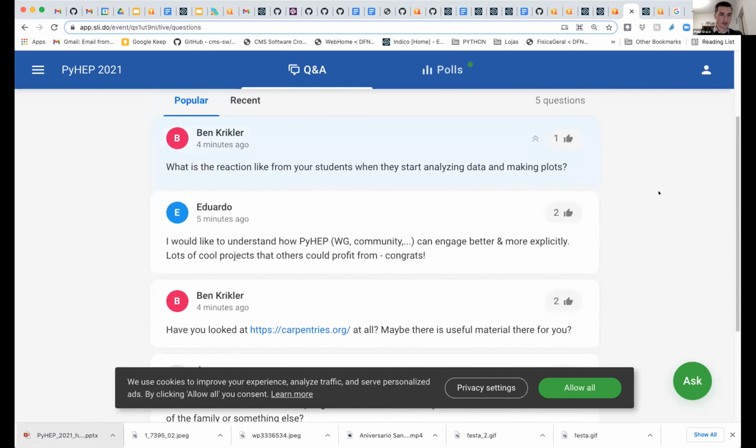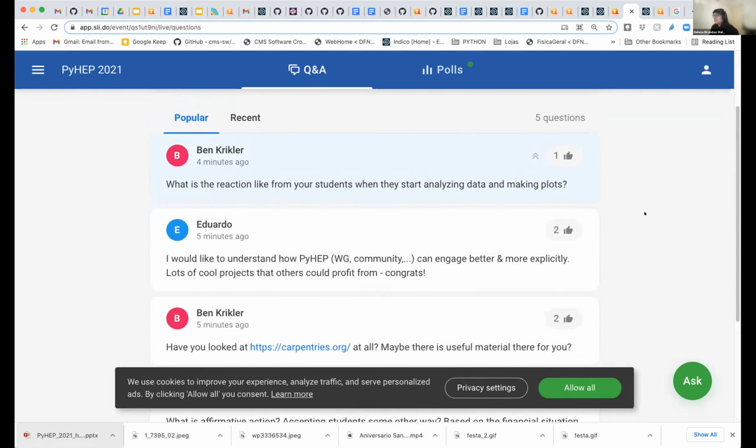I think there was one final question from Ben that was just added. What is the reaction like from your students when they start analyzing data and making plots? Oh, they are very enthusiastic. It's a very rewarding project because we all have a lot of fun. It's really nice. They're very enthusiastic and they produce really nice results.